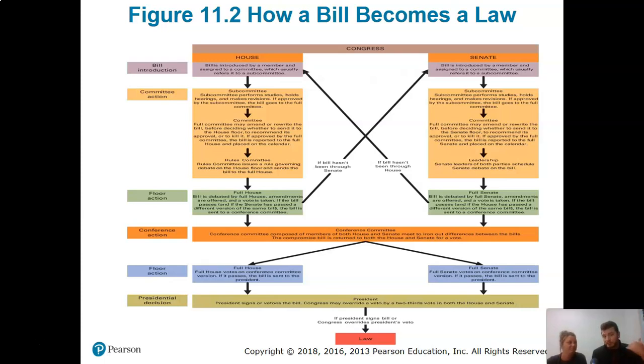But actually, it goes back to Congress if he vetoes it, and they can override it with a 2/3 vote from both houses. Or if he holds the bill for 10 days, and then at the end of those 10 days, Congress is not in session, that's called a pocket veto, and the bill just dies then. It does not go back to Congress.